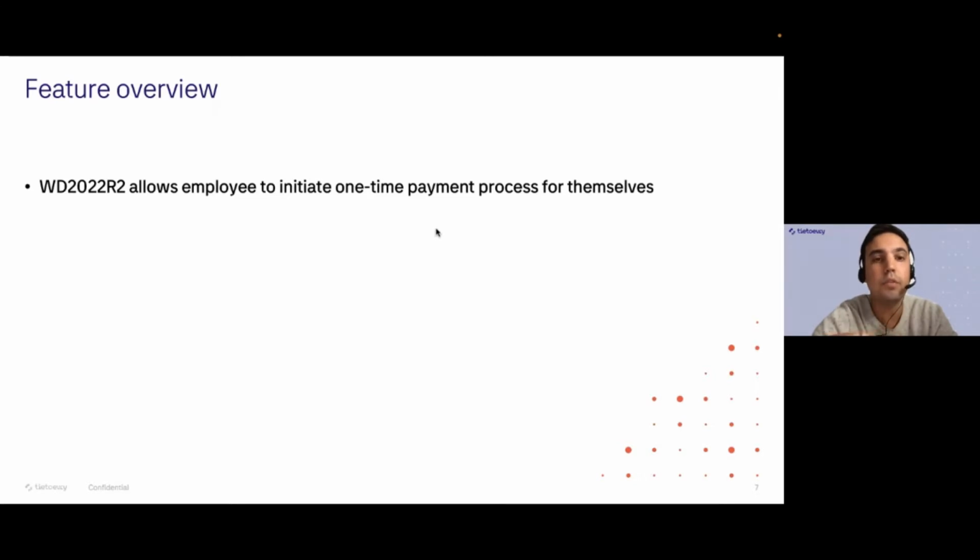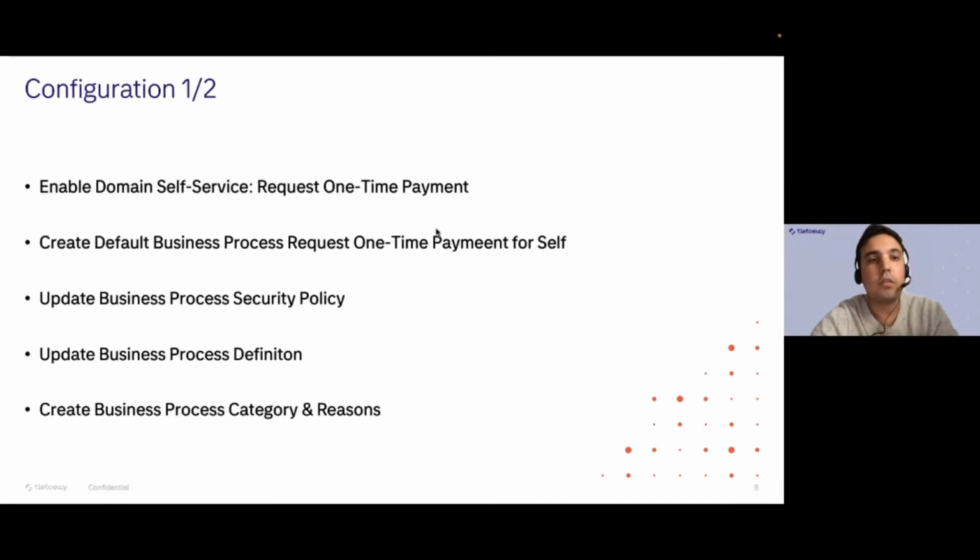There is a brand new business process called Request One-Time Payment for Self, which allows your employee to initiate a one-time payment. It can be used, for example, for tuition reimbursement or for any kind of reimbursement that the employee might need. This is a great new feature. I think the brainstorm for that had over 400 votes, so it has been really weighted in compensation.